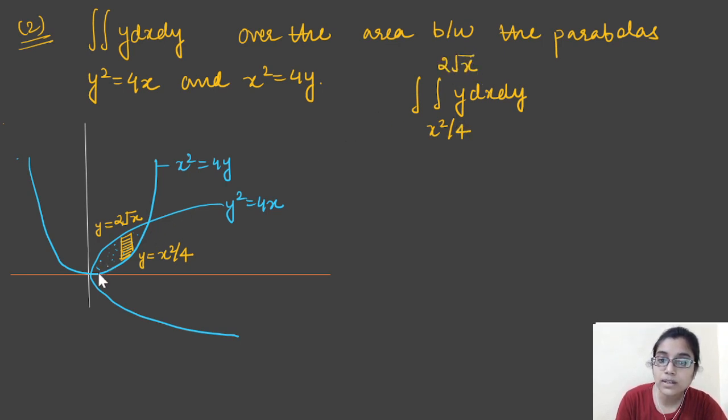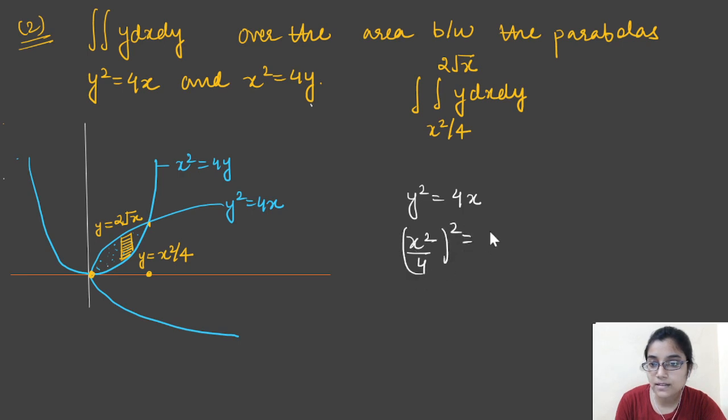Then again we want the limit of x, so we have to go from the leftmost to the rightmost point of the domain. For that we need our point of intersection. So we will find the point of intersection. We have y square is equal to 4x. Now we keep the value of y from here, so it is going to be x square by 4 whole square, and this is equal to 4x. So this is x to the power 4 by 16, minus 4x, fine. Now you take x common, you will get x cube minus 4 cube equal to 0. So one point you are getting is x is equal to 0.